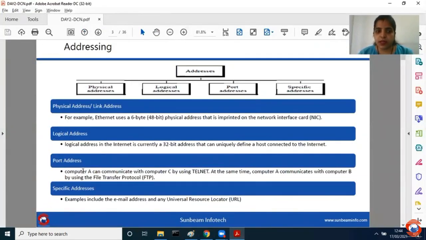When you talk about port addresses, computer A can communicate with computer C, maybe by using Telnet, maybe it is used for FTP, maybe it is connected to HTTP, maybe HTTPS. All these are called port addresses, right? Port means port number, and that is fixed, which is given in every machine. Those are port addresses. I'll talk about logical addressing later on.